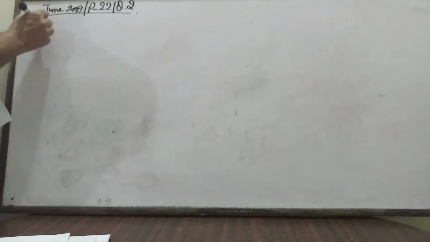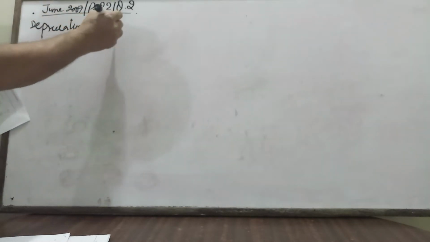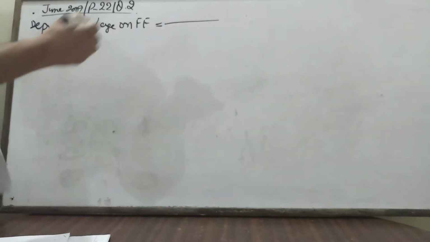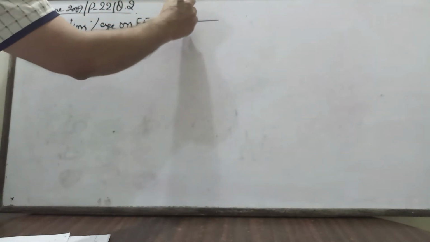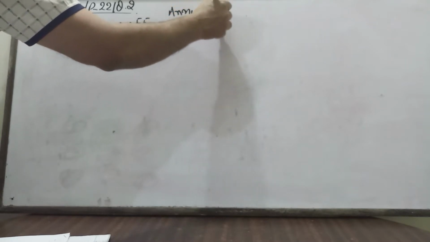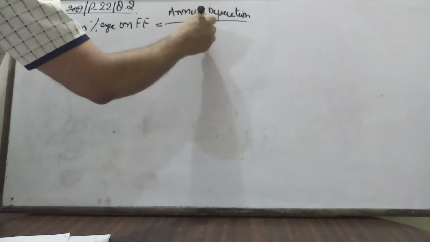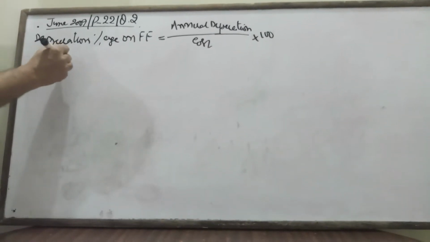Before solving it, you have to calculate the depreciation percentage on both non-current assets, on fixtures and fittings. Which is the method of depreciation? If it is not mentioned, we assume the straight line method. The formula of depreciation rate equals annual depreciation divided by cost, multiplied by 100.